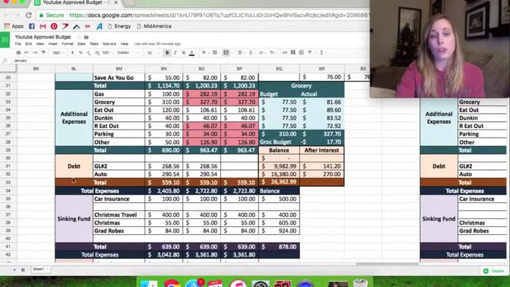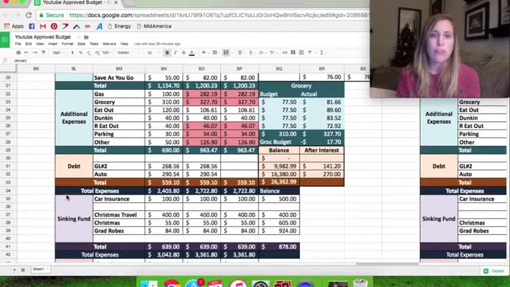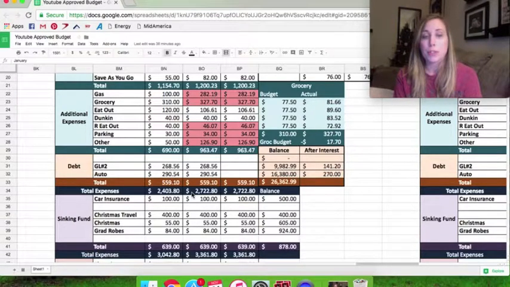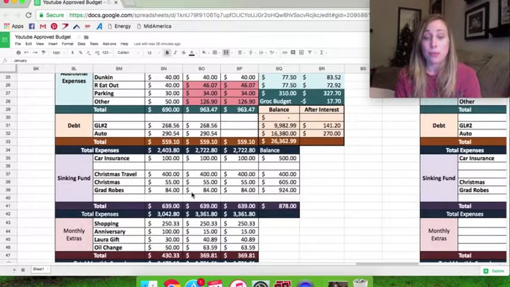So if we look under this, under the orange, that is when we get to total expenses of things that we budget for every month and do not change. So the total monthly expenses that we were expecting for November were $2,403.80. We spent $2,722.80.